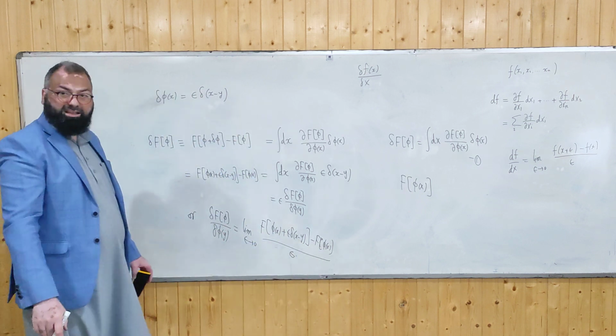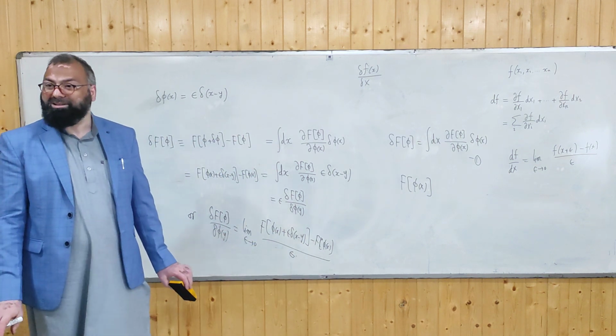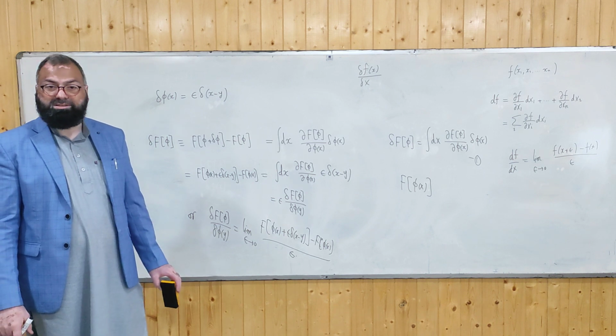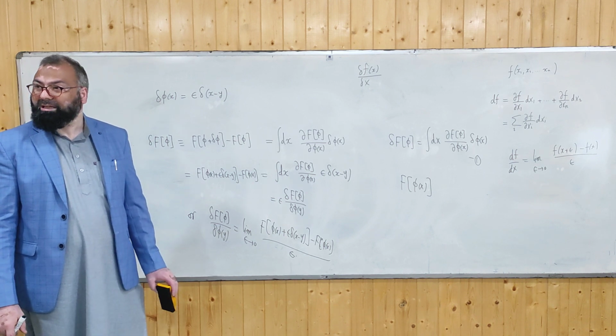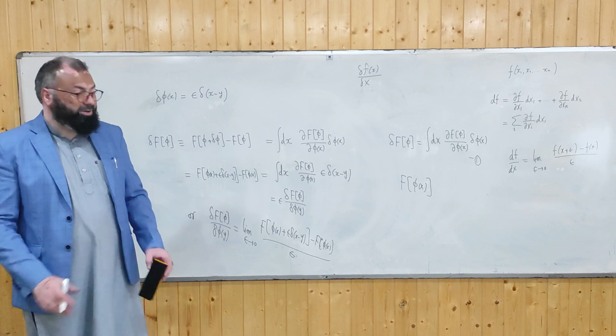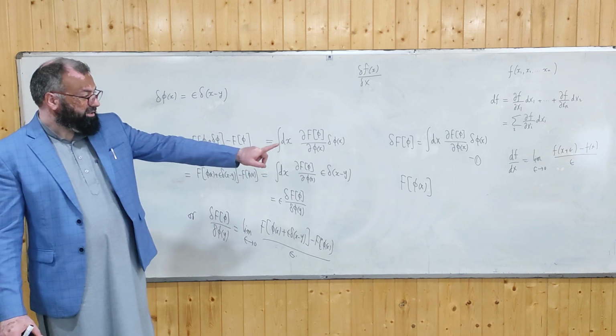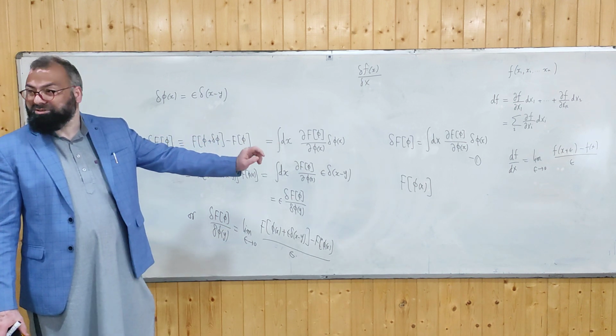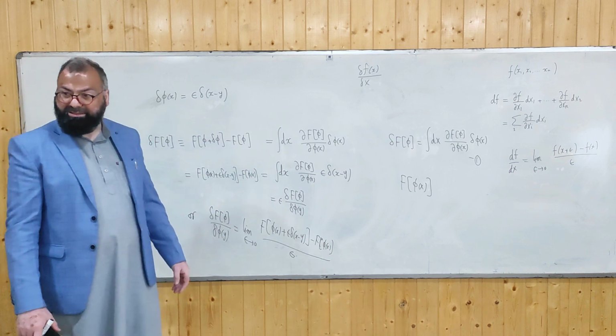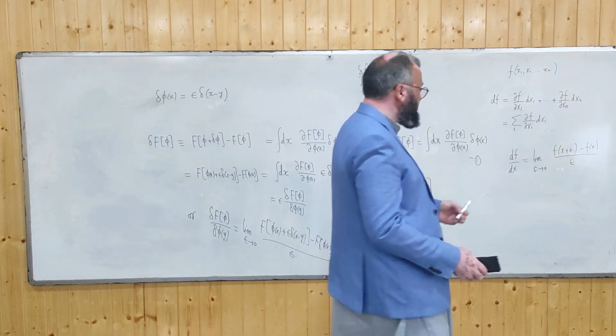What is it? It is the first principle of the derivative. Clear? You got my point? What is the difference? In epsilon you actually put a delta function there. The rest is the same thing. Okay, so let's take examples.